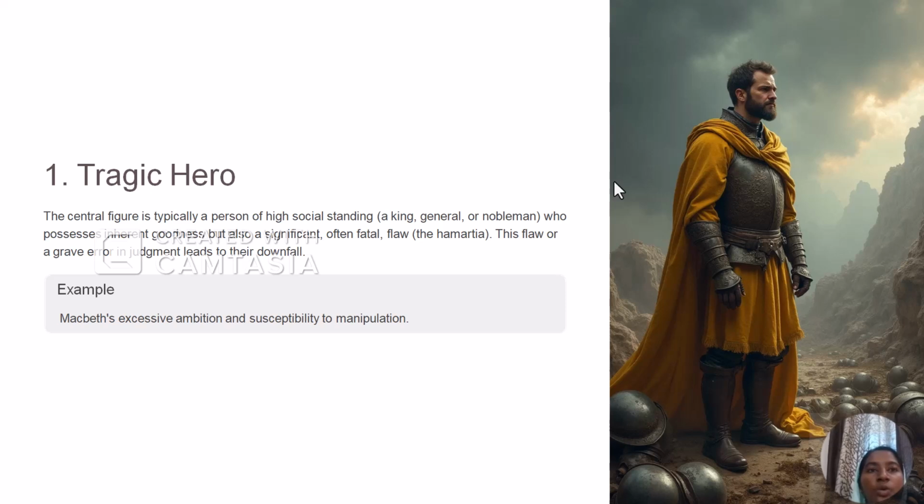The tragic hero evokes both pity and fear. Pity for his undeserved suffering and fear that similar flaws exist within all human beings. For example, Macbeth's ambition and moral weakness drive him to commit murder, leading to his ruin.